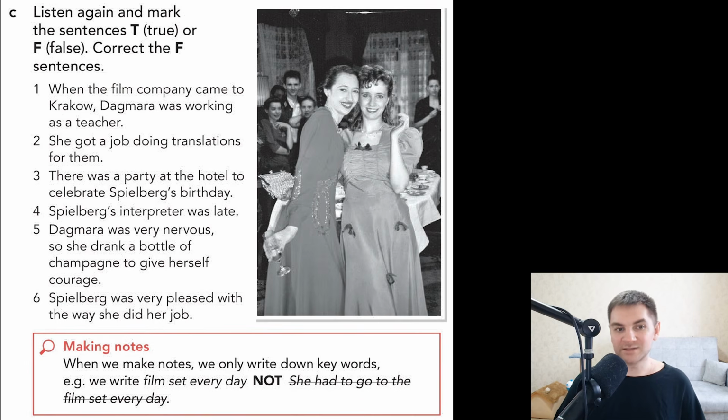Okay, so some notes. When we make notes, we only write down keywords. For example, we write film set every day. Not like she had to go to the film set every day. No, just some key vocabulary.